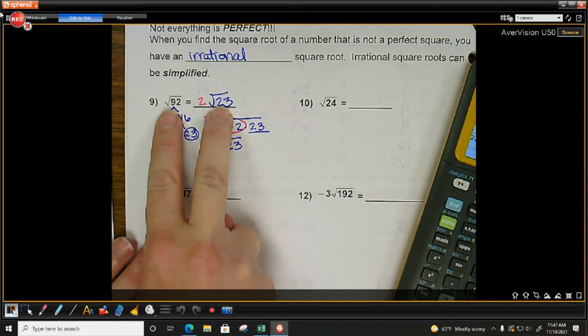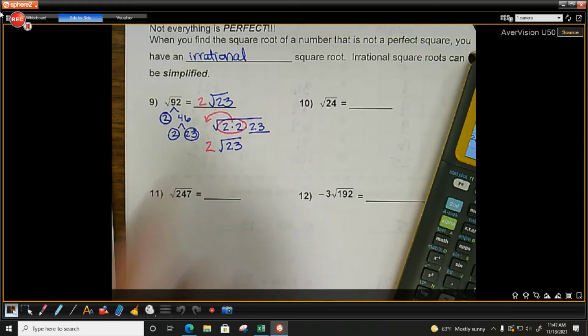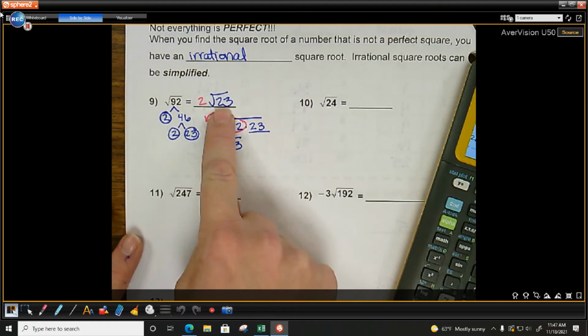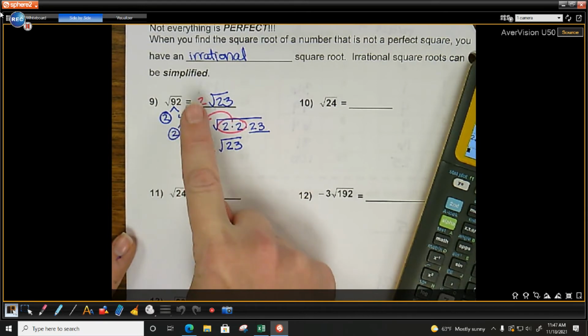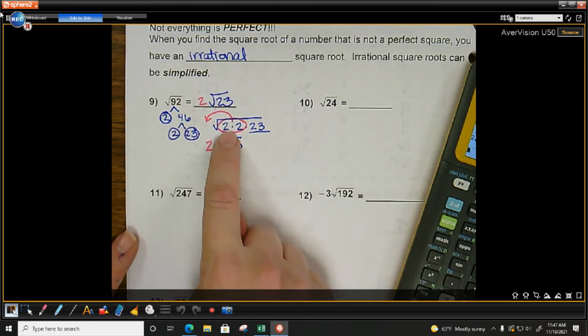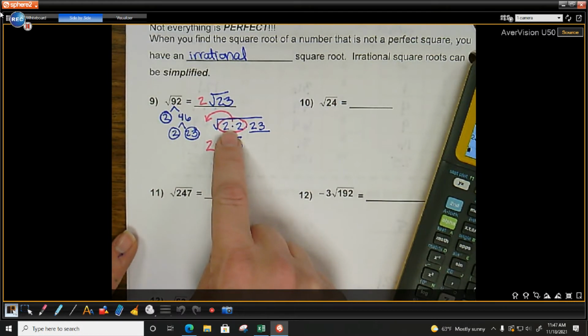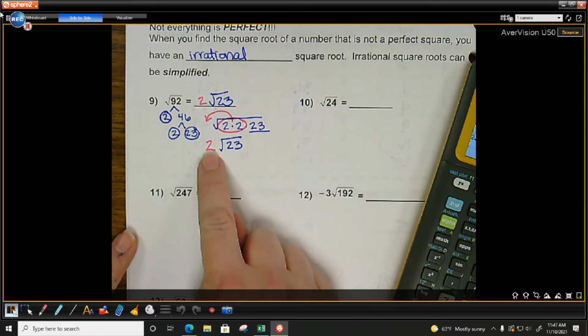So we're done, because 23 is prime. I can't simplify it anymore. When we are simplifying radicals, your goal is to get the smallest number left in the square root as possible. You want to take as much out as you can. Now let's talk about why this worked. What's 2 times 2? 4. What's the square root of 4? That's why the 2 gets to come out. Okay, does that make sense?